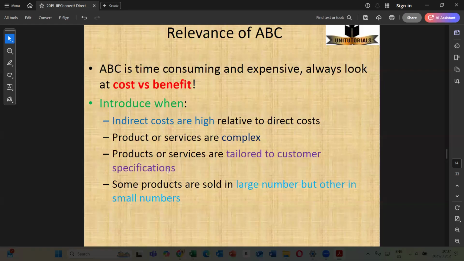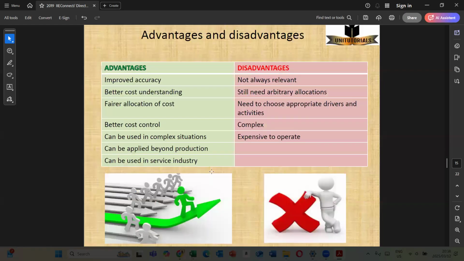In the modern world, you can give specifications of what you want. Back then, they just said, no, we're selling chairs, here are the chairs. But these days, you can go and say, I want a chair that's slanting like this and that, and they can do it for you. Back then, they couldn't because there was no machinery to do that. Some products are sold in large numbers, but others in small numbers. So this is what you need to know.